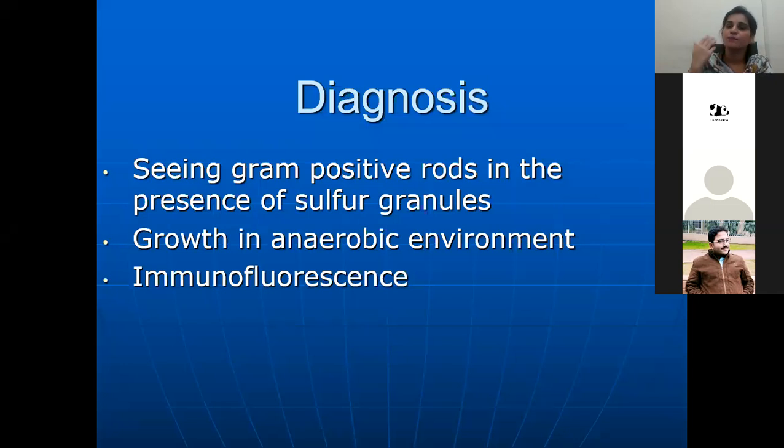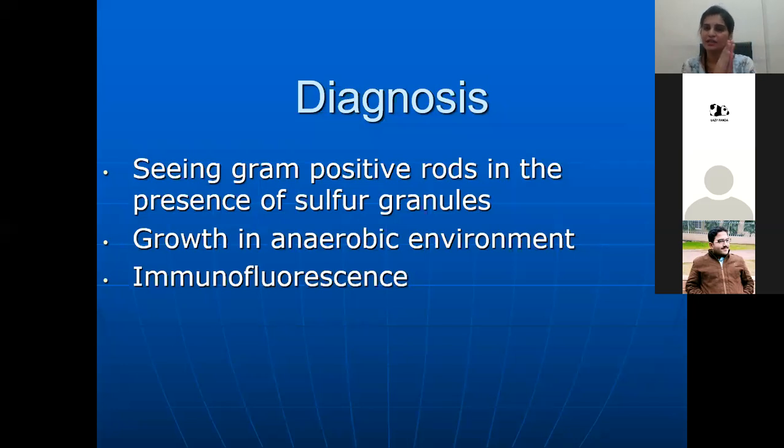Whenever you take the specimen, you will culture and you will see under microscope gram positive rods and also the sulfur granules. And as I told you, this organism is anaerobic, so you will grow it in an anaerobic environment. And for the anaerobic environment, we have the anaerobic jar. You saw it in the lab. So you will grow it in an anaerobic environment, and you will find the gram-positive bacilli, and there are sulfur granules present in the pus. And third step, you can also do the immunofluorescence staining.